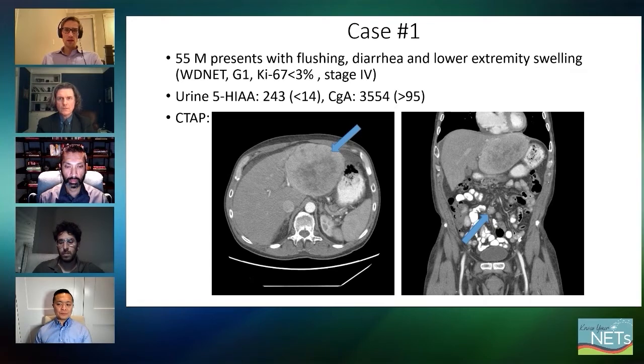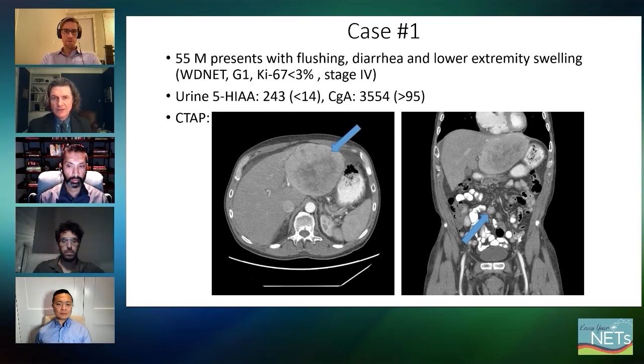He had a biopsy of the liver, which showed a well-differentiated grade 1 neuroendocrine tumor with a Ki-67 of less than 3%. So why don't we start with Thor? What would you recommend the patient has done next? Is there anything in particular, especially with the symptoms that you could read here, that makes you suspicious or that you would want to work up further?